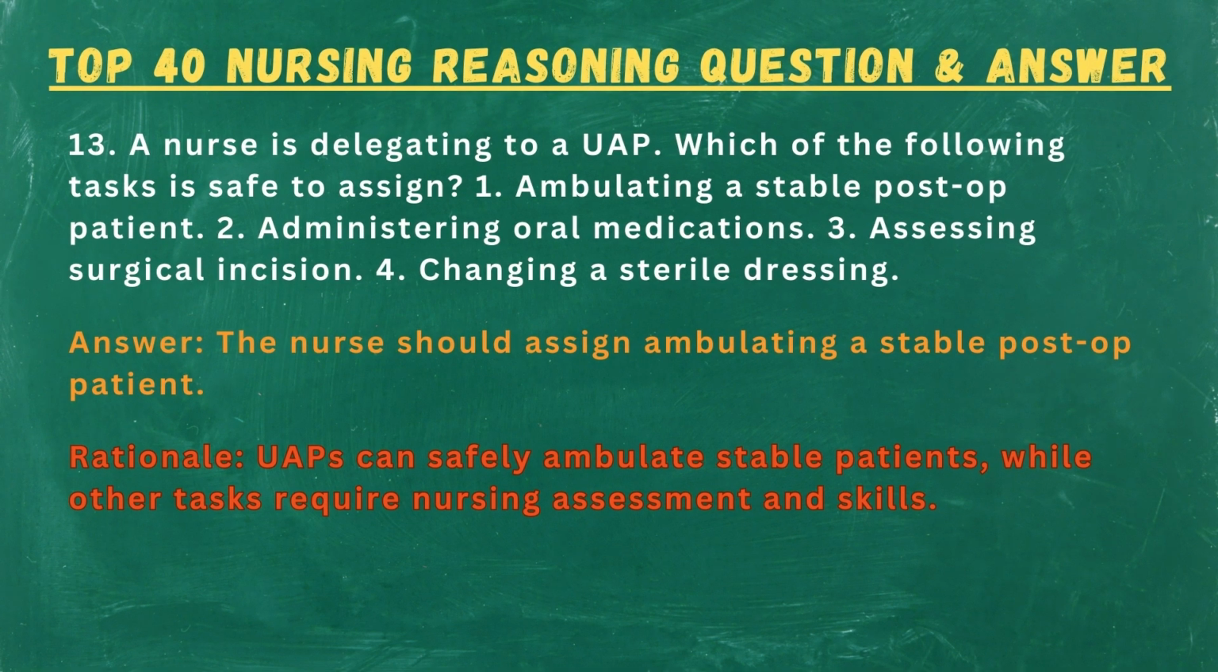13. A nurse is delegating to a UAP. Which of the following tasks is safe to assign? 1. Ambulating a stable post-op patient. 2. Administering oral medications. 3. Assessing surgical incision. 4. Changing a sterile dressing. Answer. The nurse should assign ambulating a stable post-op patient. Rationale. UAPs can safely ambulate stable patients, while other tasks require nursing assessment and skills.